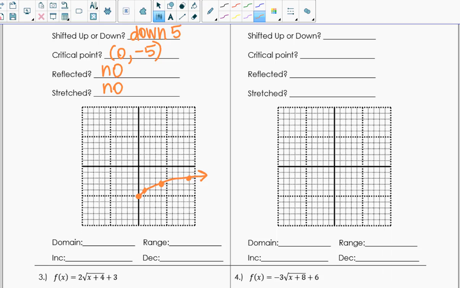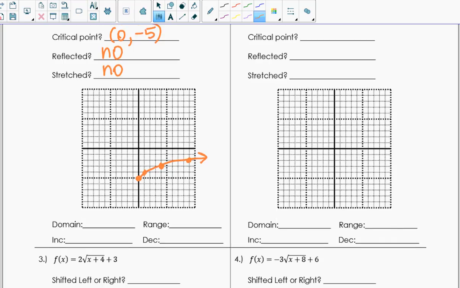Okay? So, let's talk about domain. X values, left to right. There is nothing happening on the left side of the graph. So your domain starts at 0 and goes to infinity. Now your range is different. If you look, your smallest y value here is going to be negative 5 because we shifted this down, and then it's only going to go up. So your range is going to go from negative 5 to infinity.